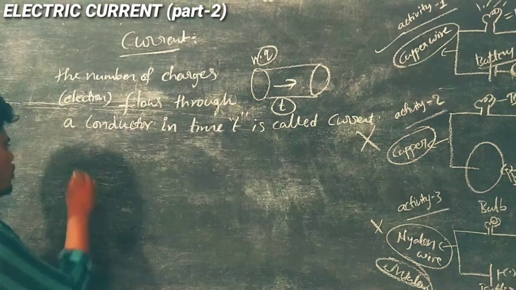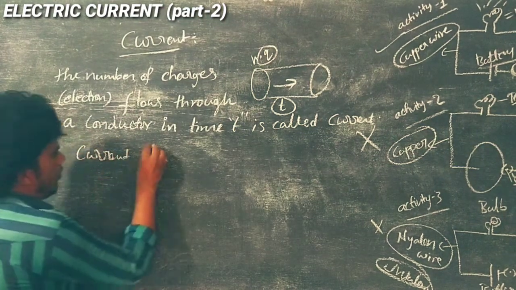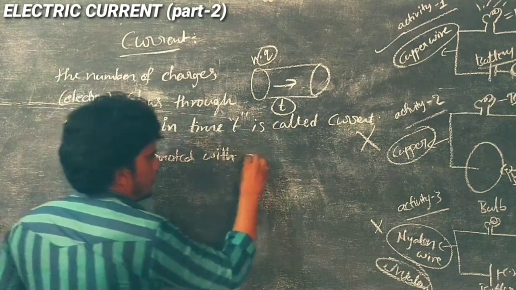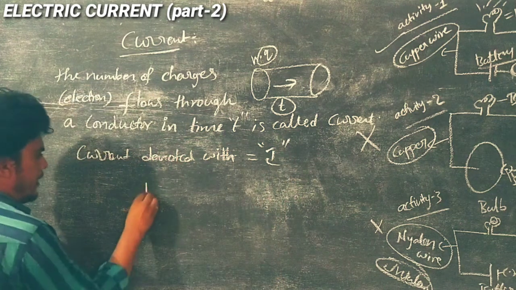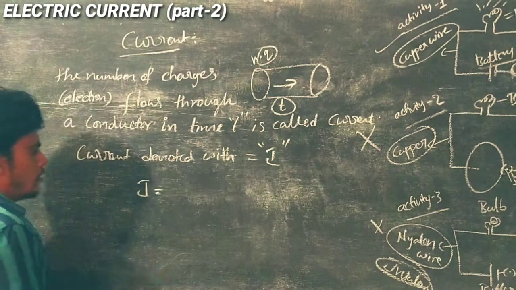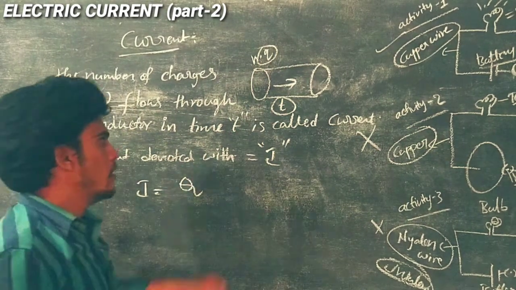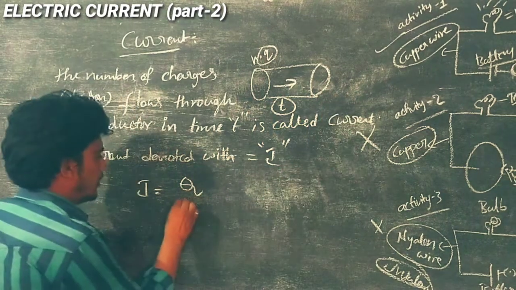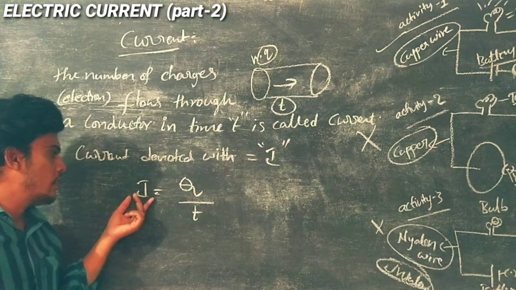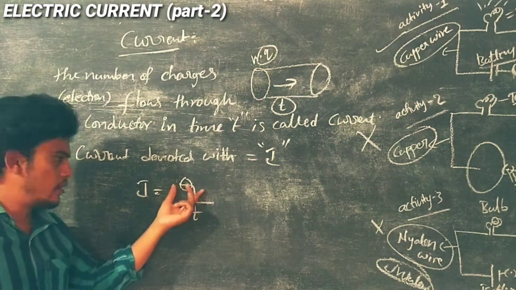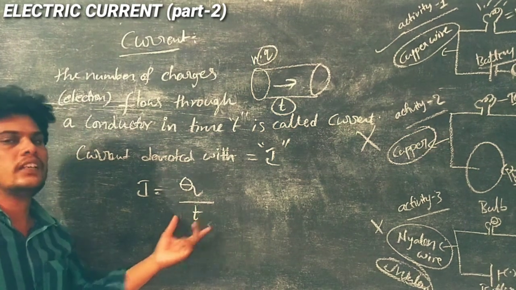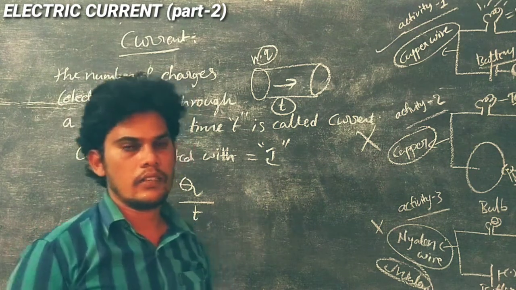Current is denoted with I. So current means I. So I equal to, what is the current? Charges, charges means Q, passing through the conductor in a given time is called current. So the current can be defined as the number of charges that flow through a conductor in a time t is called current.